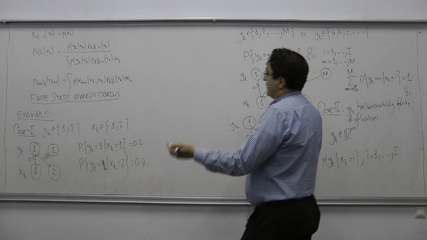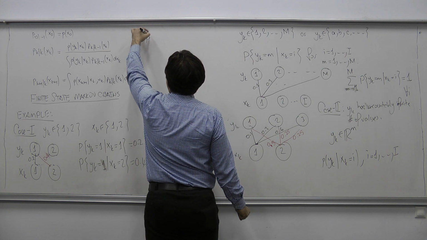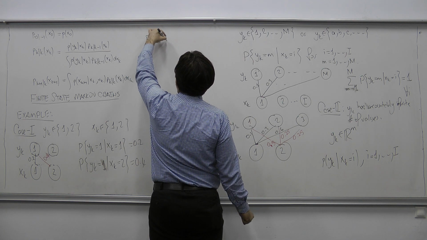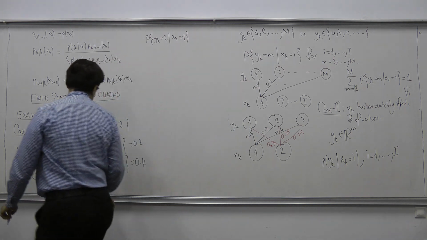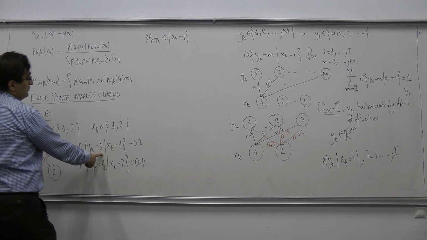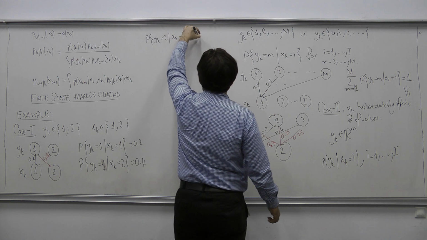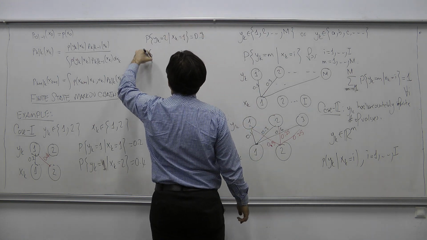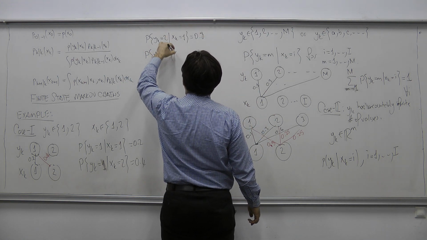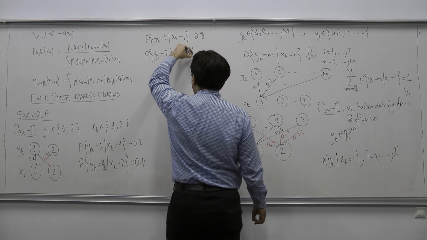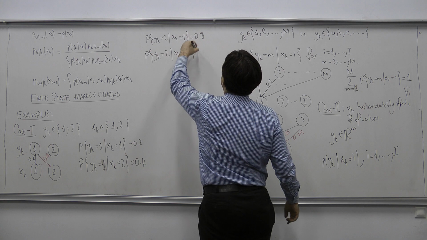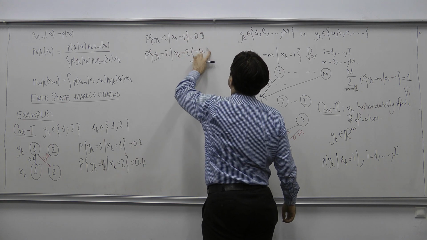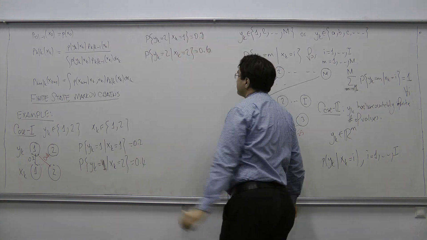Okay? Now from this information I can find the other two probabilities as well. Okay? So I know that probability yk is equal to 2 given xk is equal to 1 is going to be 1 minus this probability, 0.8, and probability that yk is equal to 2 given xk is equal to 2, that is going to be 1 minus this probability, which is 0.6. All right?